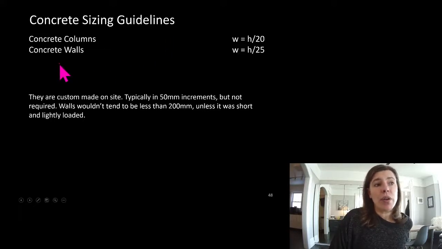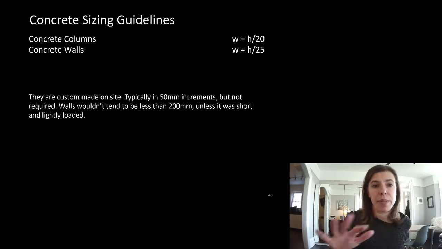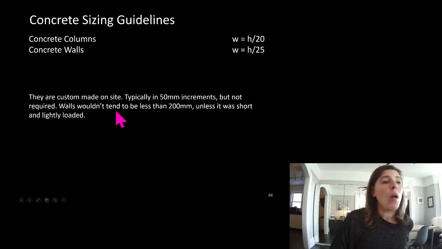Concrete columns and concrete walls. So they're custom made on site. Again, typically 50 millimeter increments, but not required. We're going to stick with 50 millimeter increments for what we're talking about. Walls wouldn't tend to be less than 200 unless it was very short and lightly loaded. Very rare to get anything less than 200 millimeters.